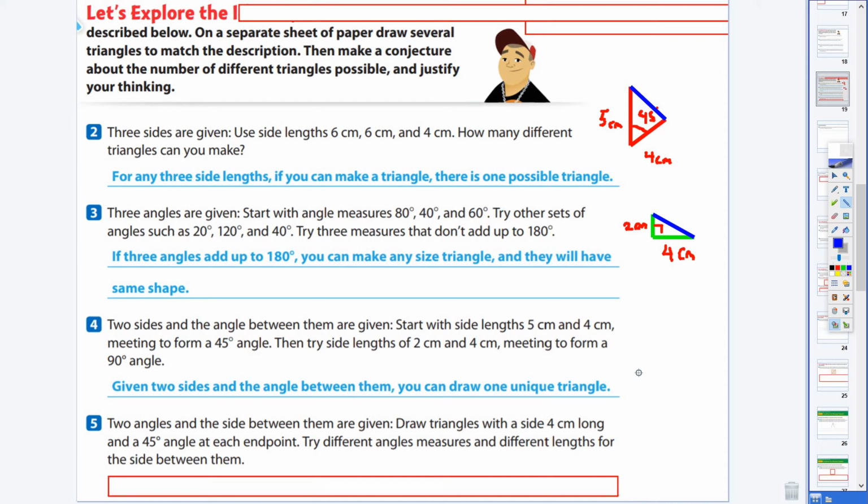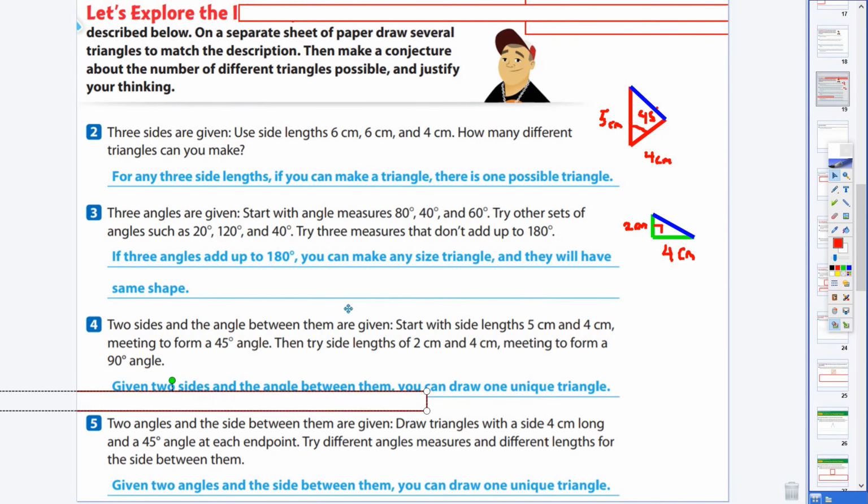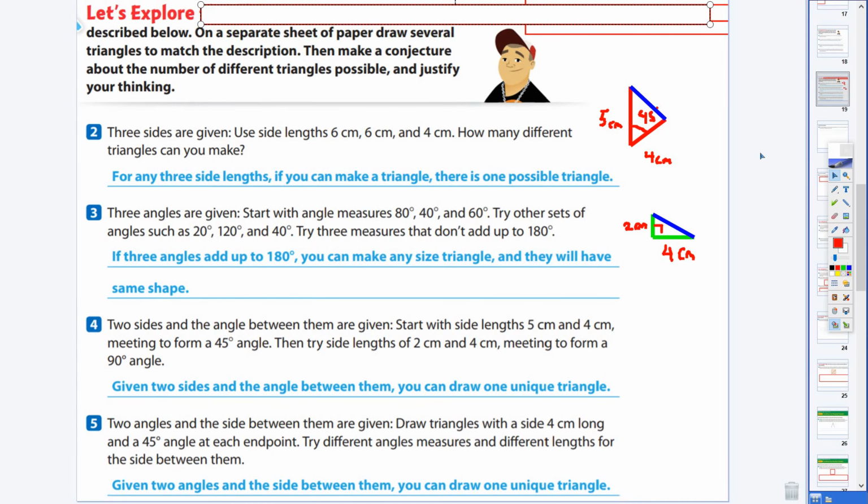Problem 5. 2 angles and the side between them are given. So now 2 angles and the side between. Draw triangles with a side 4 centimeters long and a 45-degree angle at each endpoint. Try different angle measures and different lengths for the side between them. And as you can see for problem 5, given 2 angles and the side between them, you can draw one unique triangle. So let's look at that as well.